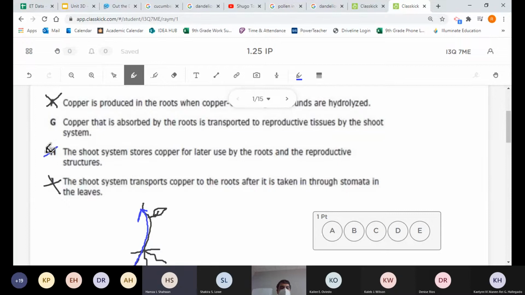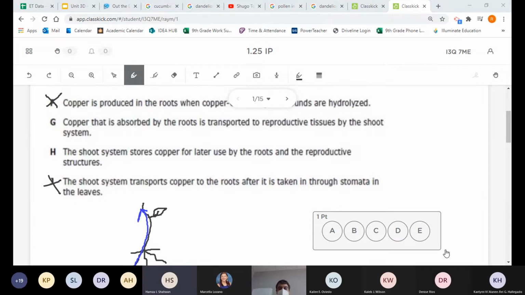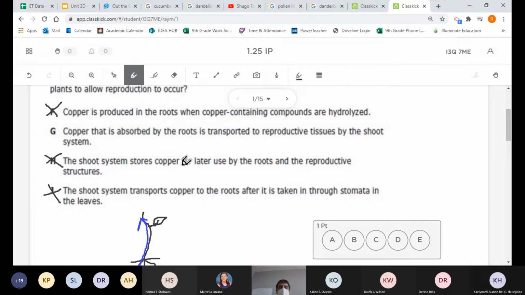Well, because the shoot system isn't gonna store. Okay, we'll take notes until I figure this out, because I don't know. Isn't the roots gonna store and soak up all the nutrients? Very good. Right? The shoot system stores copper for later use by the roots and the reproductive structures. So shoots are probably not storing a whole lot, right?